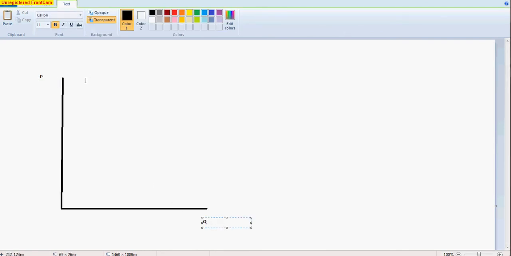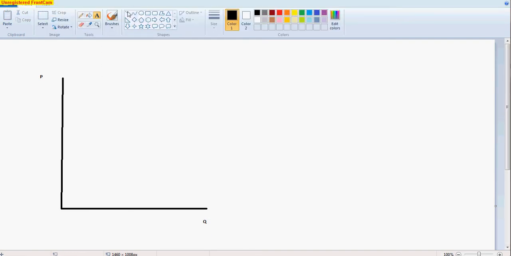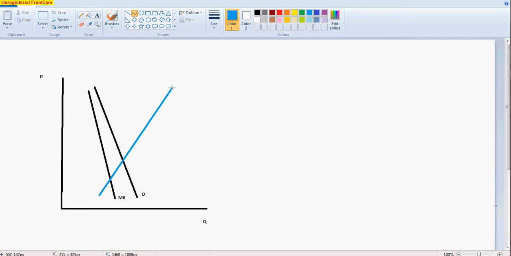So we've got our P and our Q, and then we're going to draw in our demand curve, which is once again vertical, and we'll label the demand curve right there. Then we've got to put in our marginal revenue curve, and we'll label that one as well. Then we're going to draw our marginal cost curve, so we'll just put that right there, and we'll drag it down, and we'll label this marginal cost.